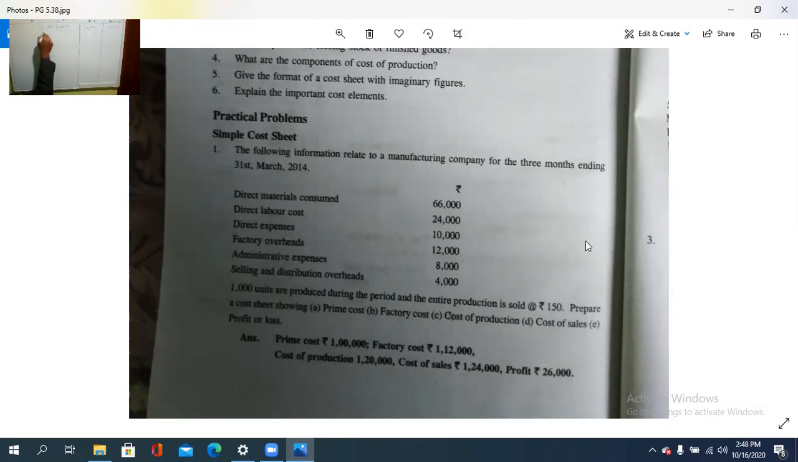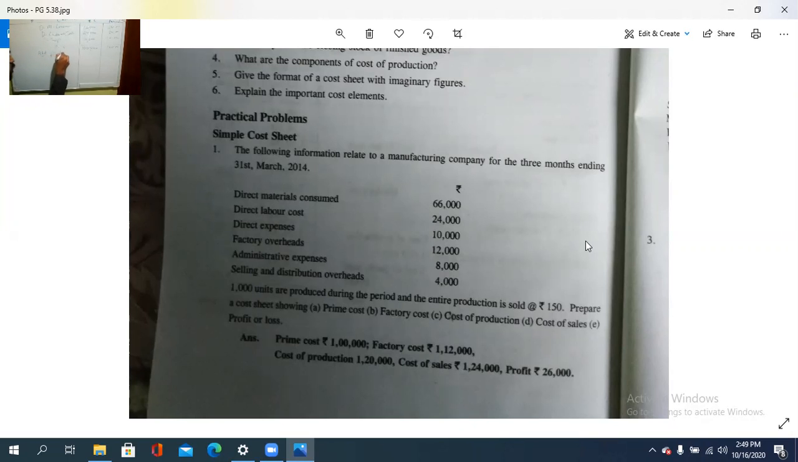What is the direct labor cost? Direct labor cost is 24,000, so 24. Then direct expenses, how much? 10,000, so 10, isn't it? So prime cost is how much? 66 plus 24 is 90, plus 10 is 100. So 1 lakh is the prime cost, this is 100.